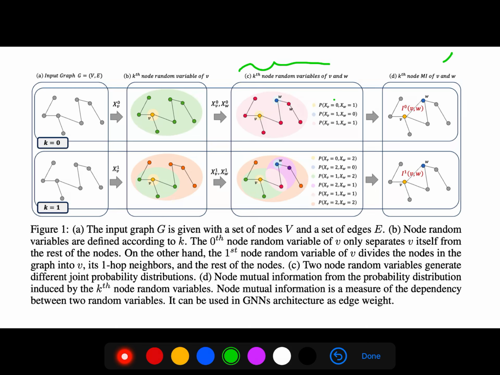And finally, in D, this is how the node mutual information induced by the k-th node random variable allows us to measure dependency between two random variables. So it can be used in GNNs as edge weight.